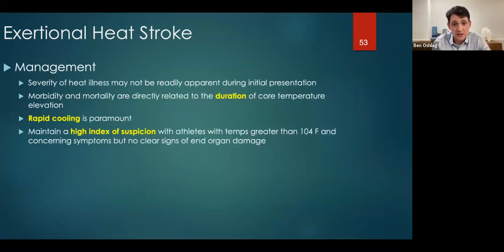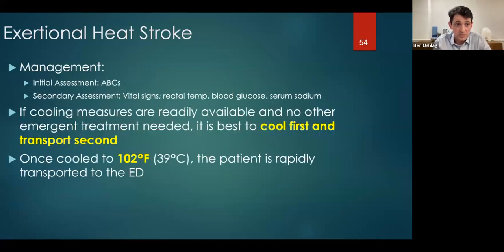So your management here: the severity of the heat illness may not be initially readily apparent, but people can get worse, and they can get worse quickly. They get worse directly related to the duration of the core temperature elevation. So rapid cooling is important. You should have a high index of suspicion with athletes with a temperature greater than 104, and you should cool them immediately if you have the ability to.